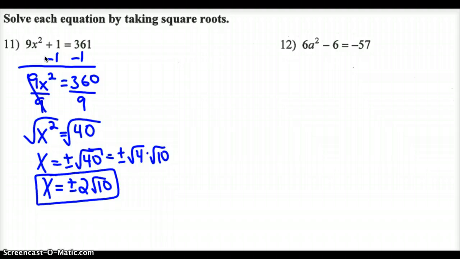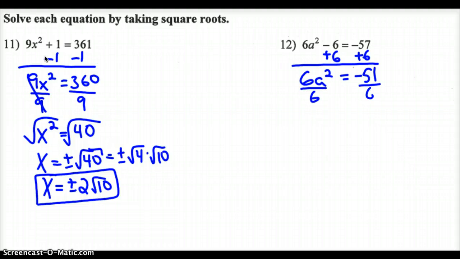6 point something. Over here, same type of problem, add 6, 6a squared equals negative 51. Divide by 6, a squared equals negative 17 halves, or negative 8 1/2.